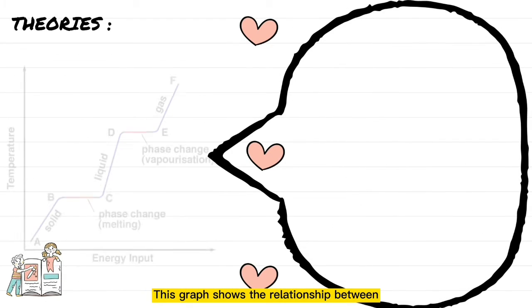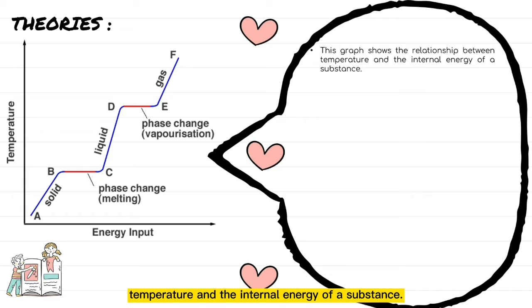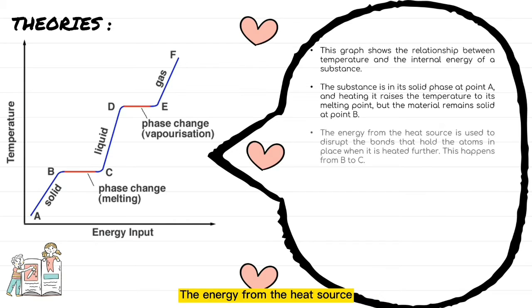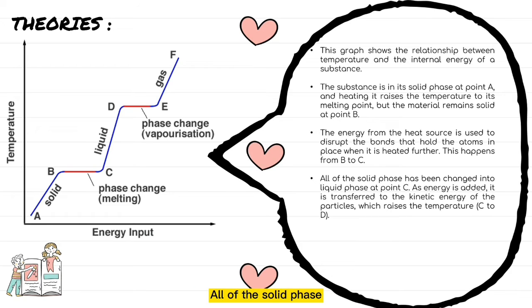This graph shows the relationship between temperature and the internal energy of a substance. The substance is in its solid phase at point A, and heating it raises the temperature to its melting point, but the material remains solid at point B. The energy from the heat source is used to disrupt the bonds that hold the atoms in place when it is heated further. This happens from B to C. All of the solid phase has been changed into liquid phase at point C.